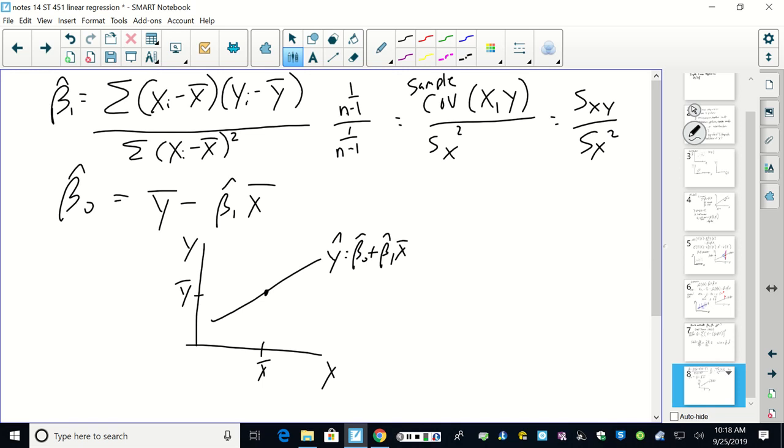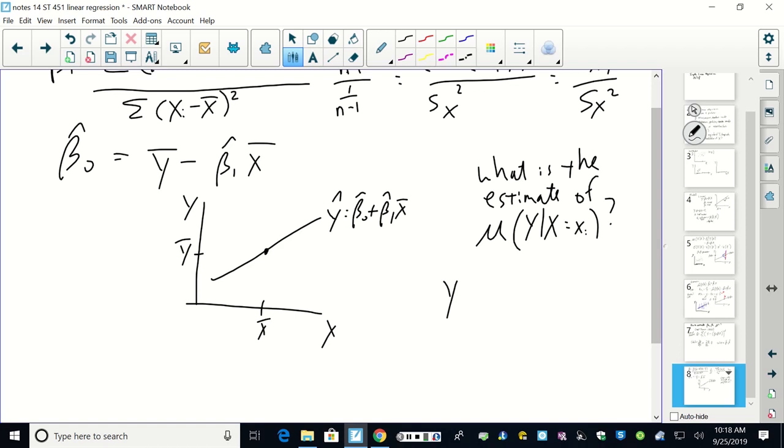And so we get our estimates for a couple of things. What is the estimated fit? What is the estimate of the mean of y given x at a particular value? Well, we're just going to plug in our least squares estimated intercept and slope, and put xi into the equation. That will give us that estimated value.